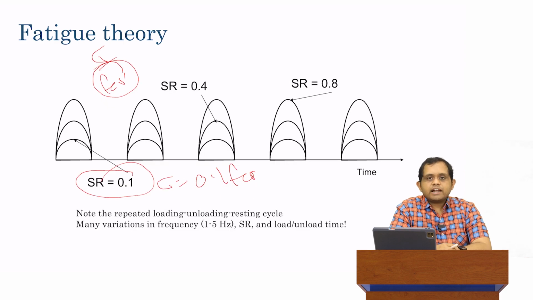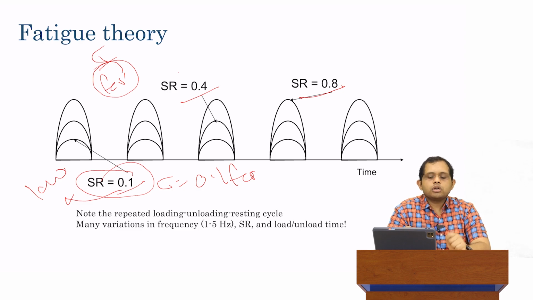So we choose a value of SR, and generally we choose several values. We don't do it only at one value. We choose, for example, SR 0.1, 0.45, 0.8. This might be what we call a low amplitude test. That is, we are applying a very small amount of load or a small amount of stress. This might be what we call an intermediate amplitude test.